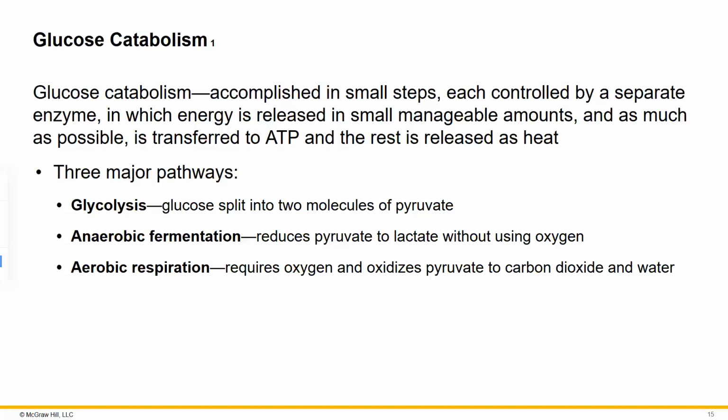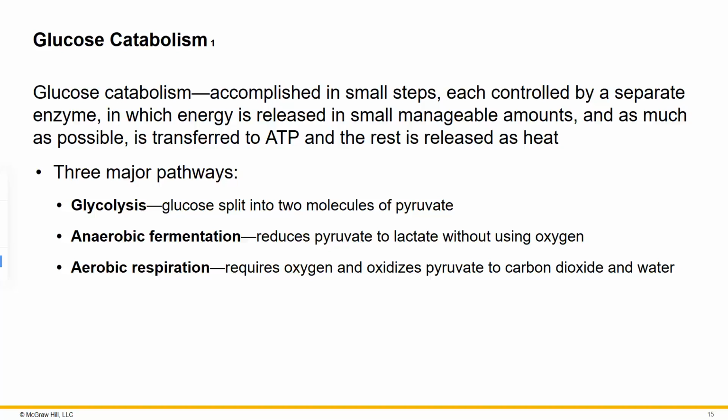In glycolysis, glucose is split in half into 2 molecules of pyruvate. And then from there, the pyruvate can either go into anaerobic fermentation or aerobic respiration. If it goes into the anaerobic pathway, it's because we don't have enough oxygen present in the system.